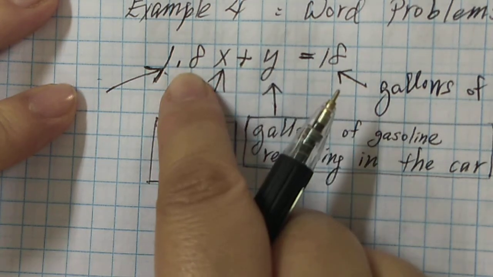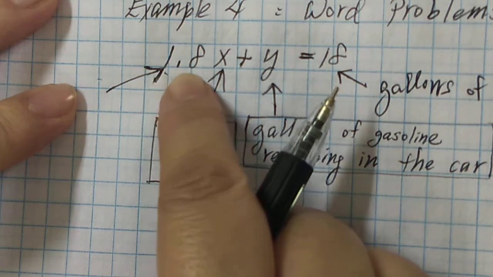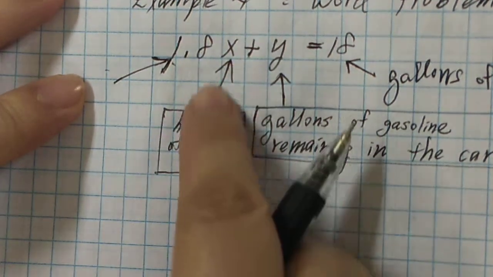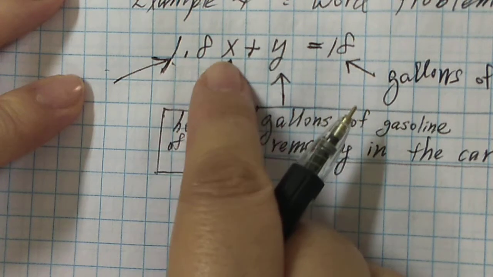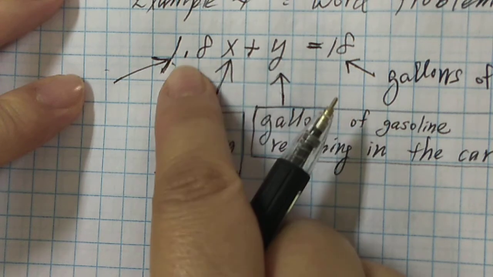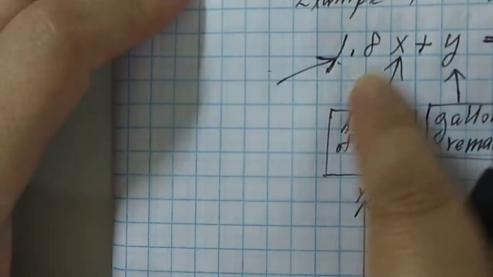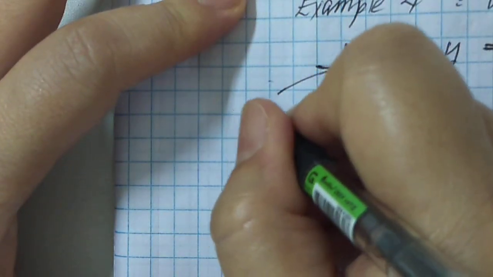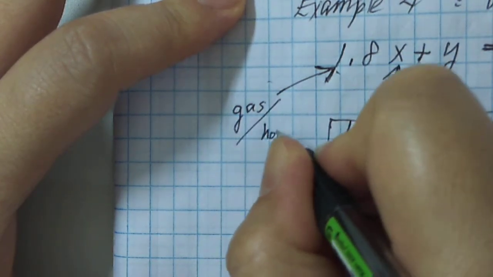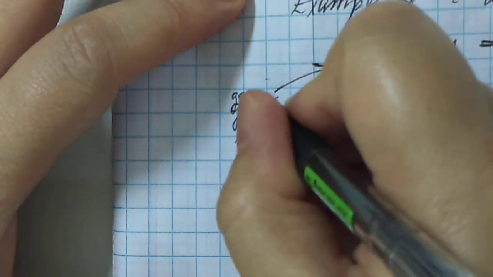So what do you think is 1.8? Well, 1.8 must mean the gallons of gas that you use per hour, because you're going to multiply it by the number of hours. So each hour you will use 1.8. If x was 1, you would use 1.8 gallons of gas. If x was 2, you would use 3.6 gallons. So 1.8 is the amount of gas that you use per hour, measured in gallons also.